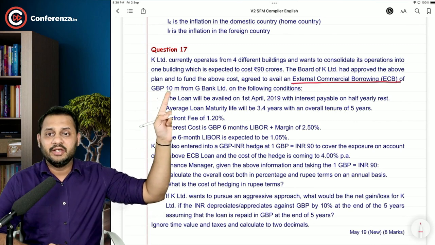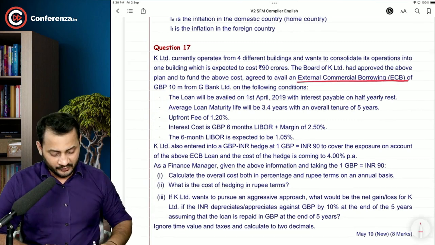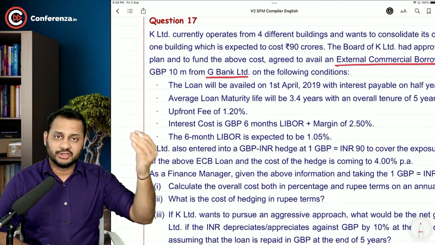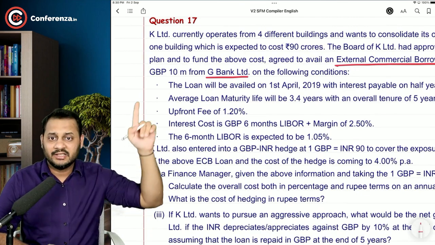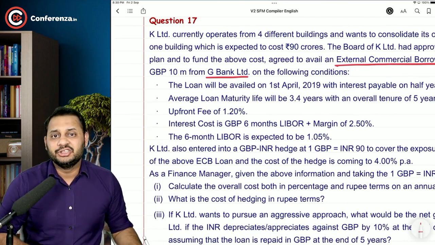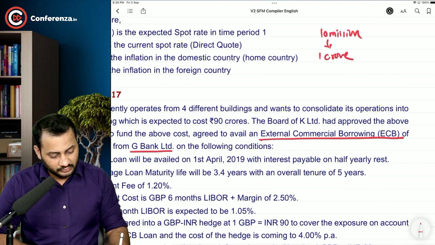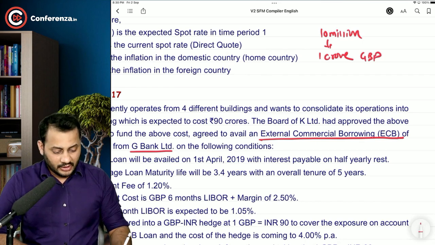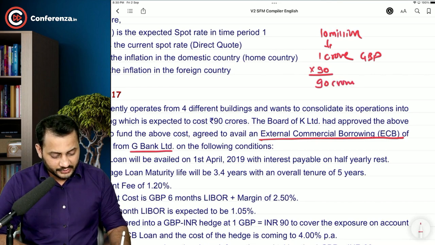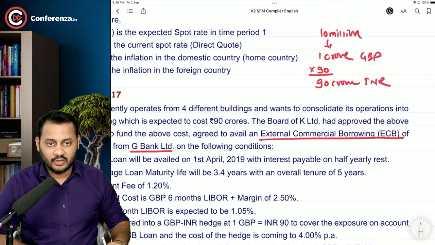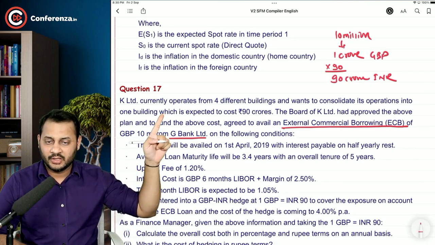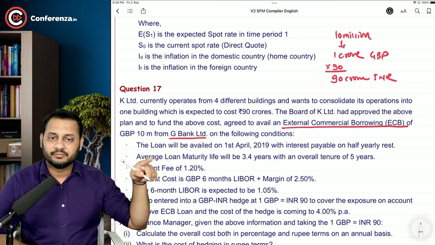And that is GBP 10 million from G Bank Limited. So this G Bank Limited might be situated in London, let's say. And they are ready to give us 10 million GBP. Now understand, 10 million means 1 crore. They will give us 1 crore GBP, and that will be converted at the rate of 90 rupees per GBP to 90 crore rupees. This is how we will get our 90 crore required. The rate of 90 is given in the question itself.